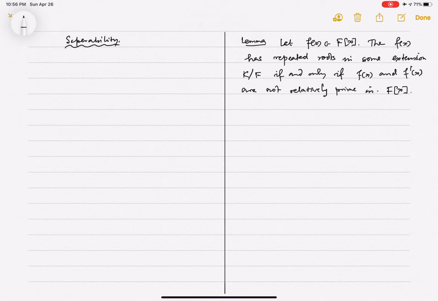So let me talk about separability. Fix a field F. If you give me an element in some algebraic extension, I want to define what it means to say that A is separable. So it will be convenient to fix an algebraic closure of F containing K. Just fix an algebraic closure of K, that would be enough. So whatever extension, let's fix an algebraic closure once and for all.